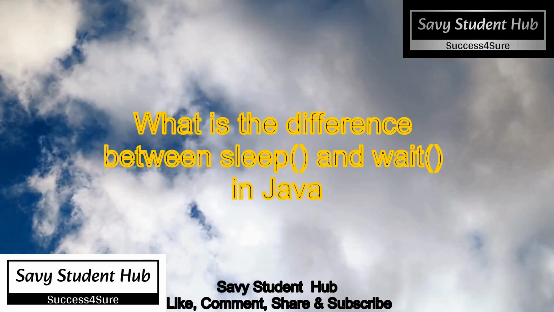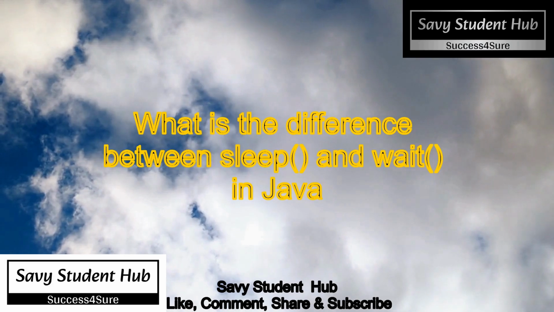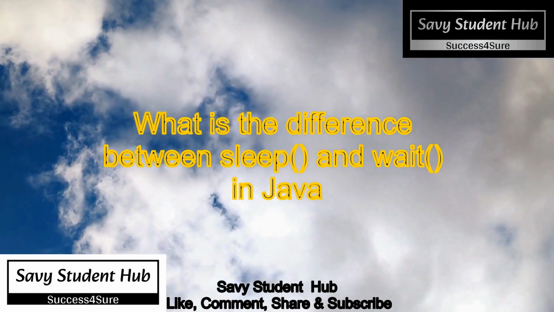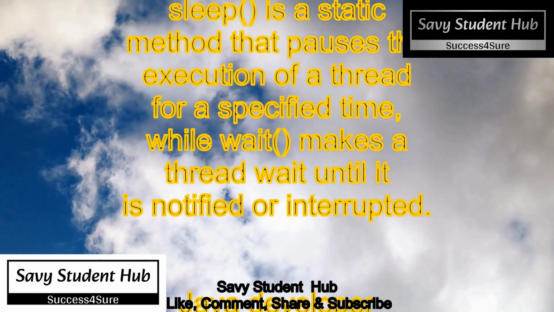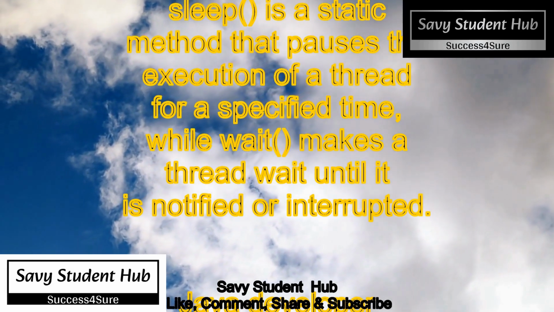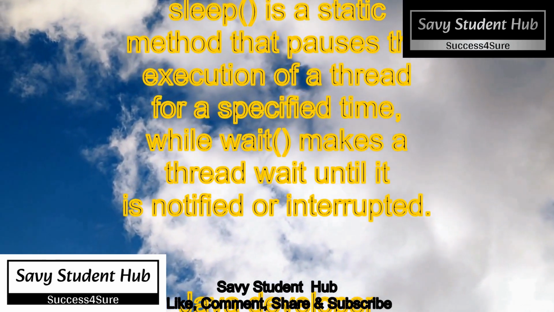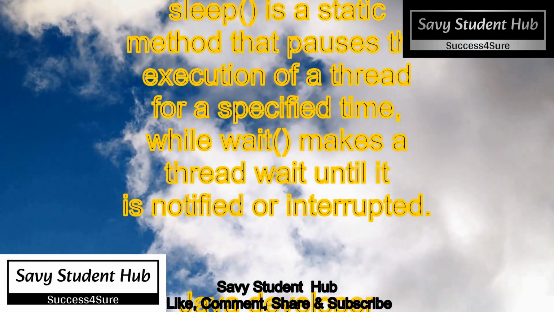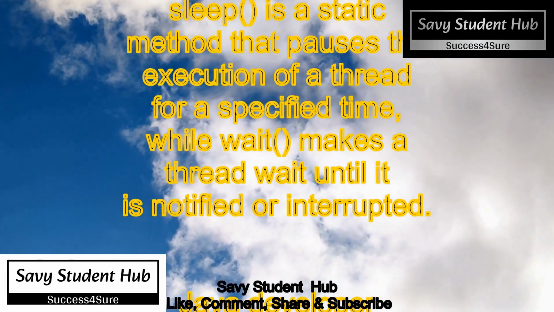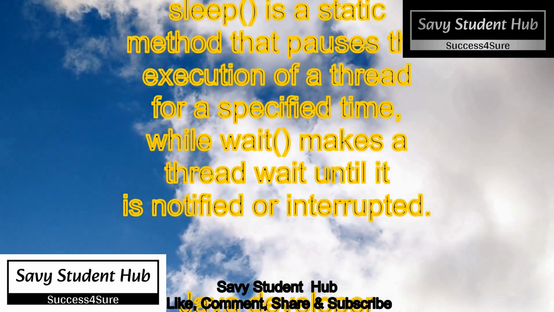What is the difference between sleep and wait in Java? Sleep is a static method that pauses the execution of a thread for a specified time, while wait makes a thread wait until it is notified or interrupted.